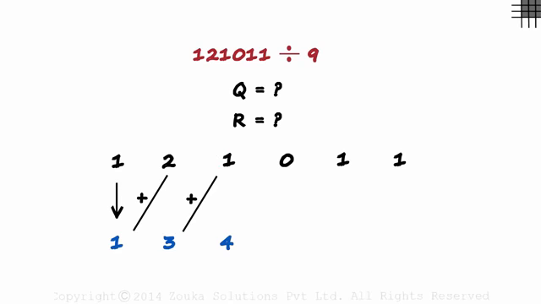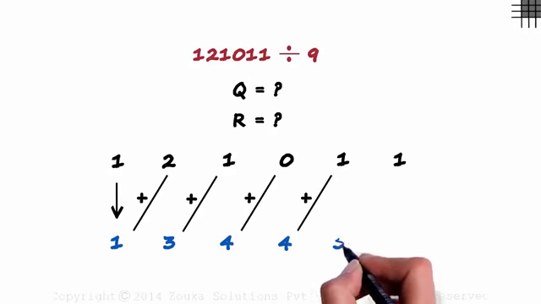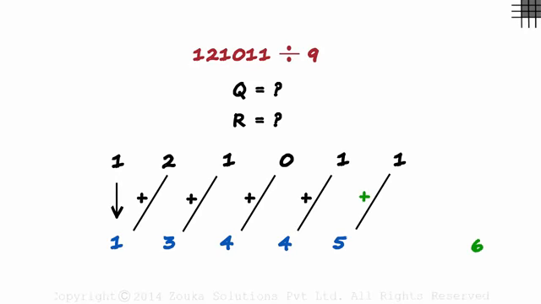Let's review the steps. First digit copied, added it to the second digit to get a result, then added the result with the third digit to get 4. We continue this until we reach the last digit. 4 plus 0 is 4, 4 plus 1 is 5, and 5 plus 1 is 6.